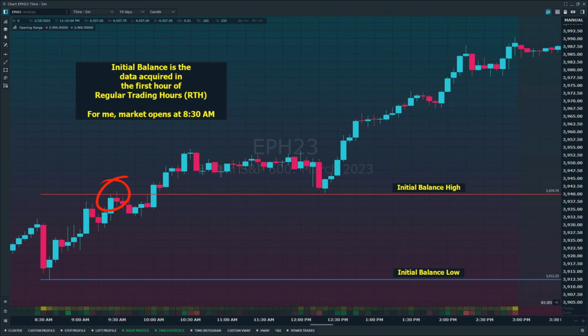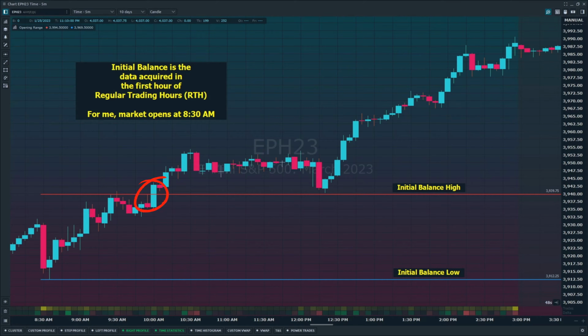In the delta flip, I want to see delta flip to negative, showing that lots of sellers are stepping in at initial balance high, and then I would take the opportunity to get short, right? But as you can see, eventually we do break back above initial balance high.